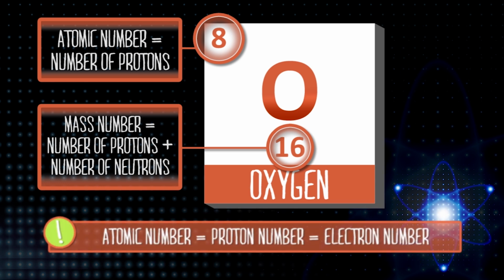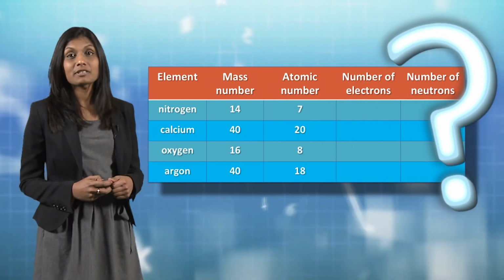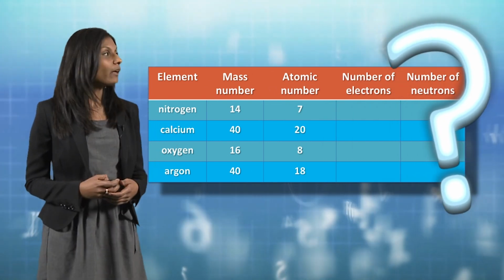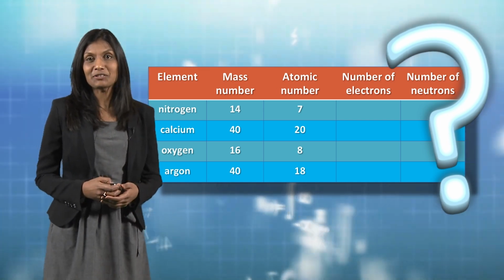But what about the number of electrons? Well, as discussed before, the number of protons equals the number of electrons in an atom. So an oxygen atom contains 8 electrons. So let's see whether you got that. Here are some mass numbers and atomic numbers for different elements. See if you can work out the number of electrons and neutrons.